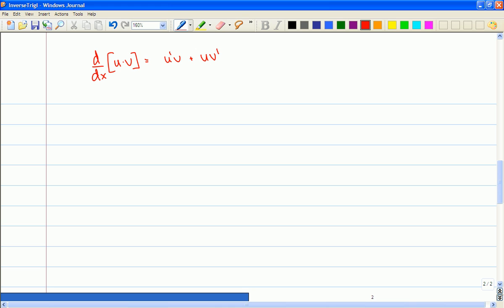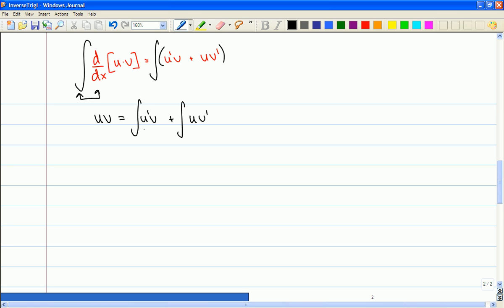Now, if I wanted to go backwards to integrate this, then if I took the integral, I would end up with the integral of a derivative, which is just going to knock each other out. So I'd have uv. And the integral of this whole thing is the same thing as the integral of u prime v plus the integral of u v prime.